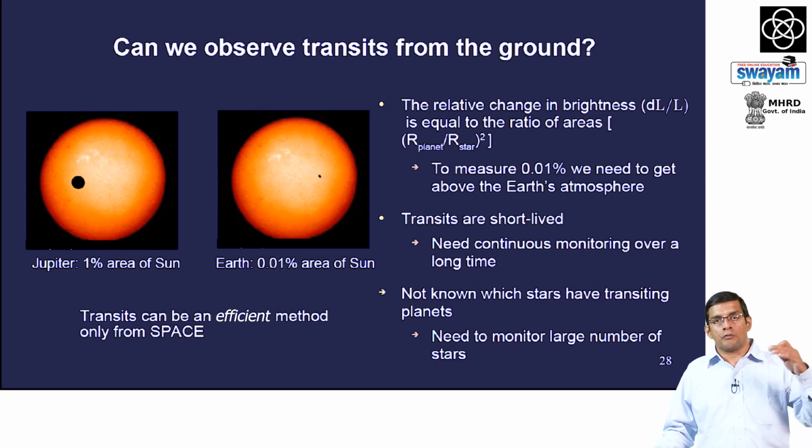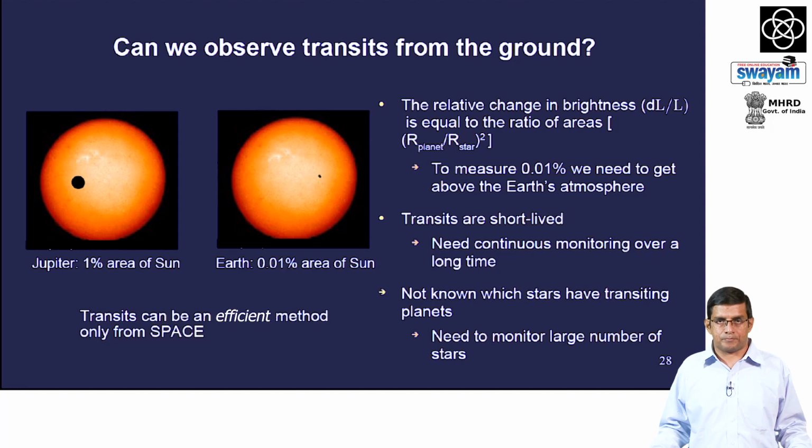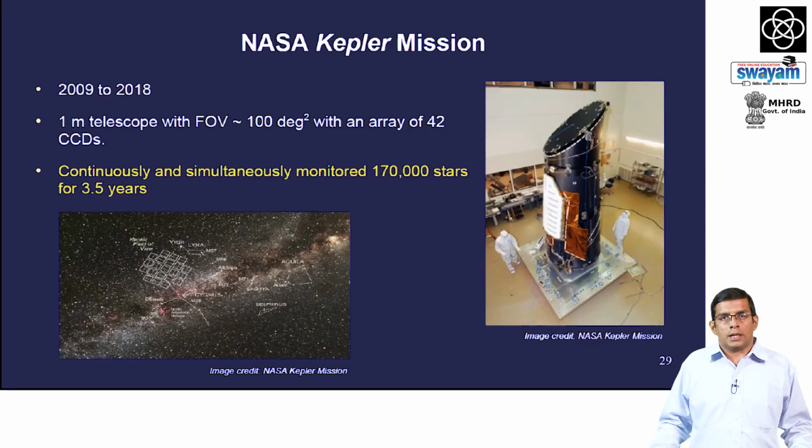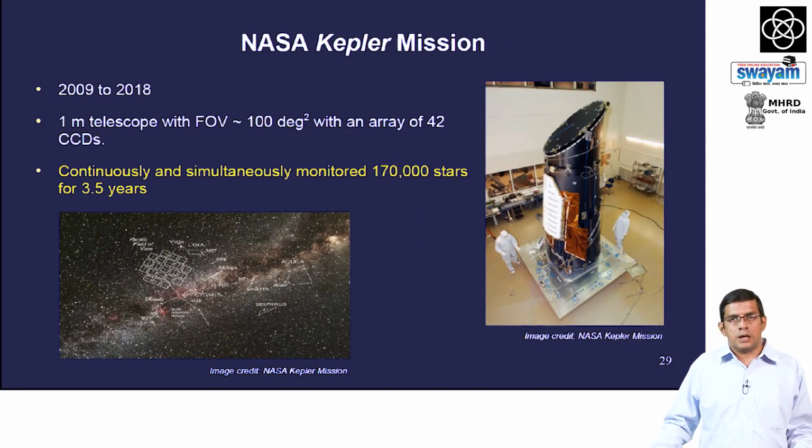Thirdly, of course, we do not know which stars have transiting planets. So, we cannot look at some specific stars, but if we monitor a large number of stars for a long period of time, then we can hope that some of the stars will undergo transits during this long period of monitoring, and we will be able to detect them. So, all in all, the transits can be an efficient method only from space and long time monitoring. And this has indeed been done.